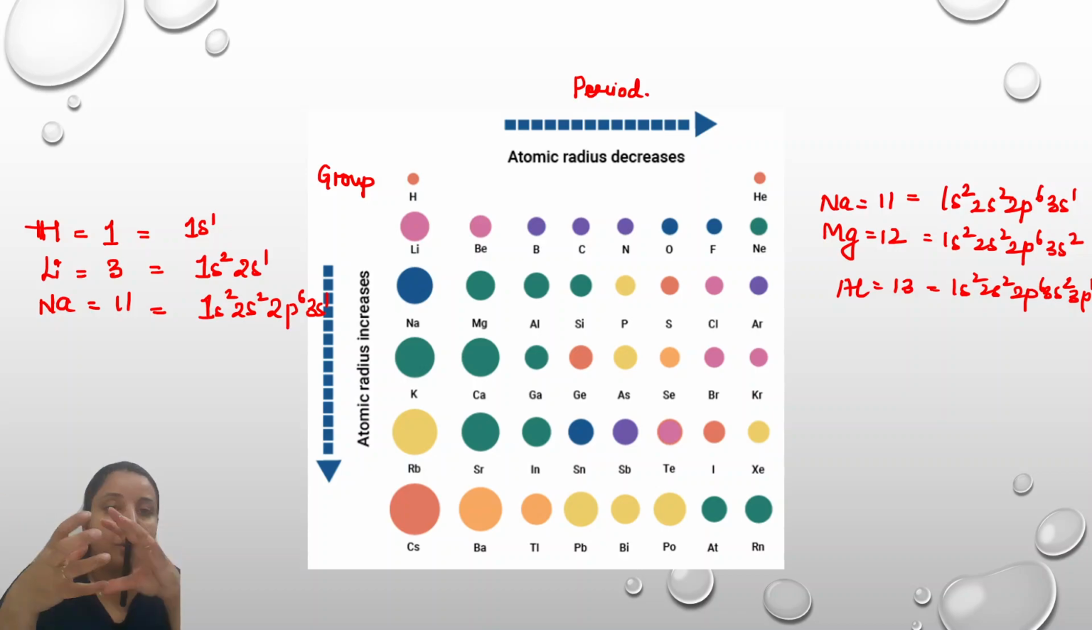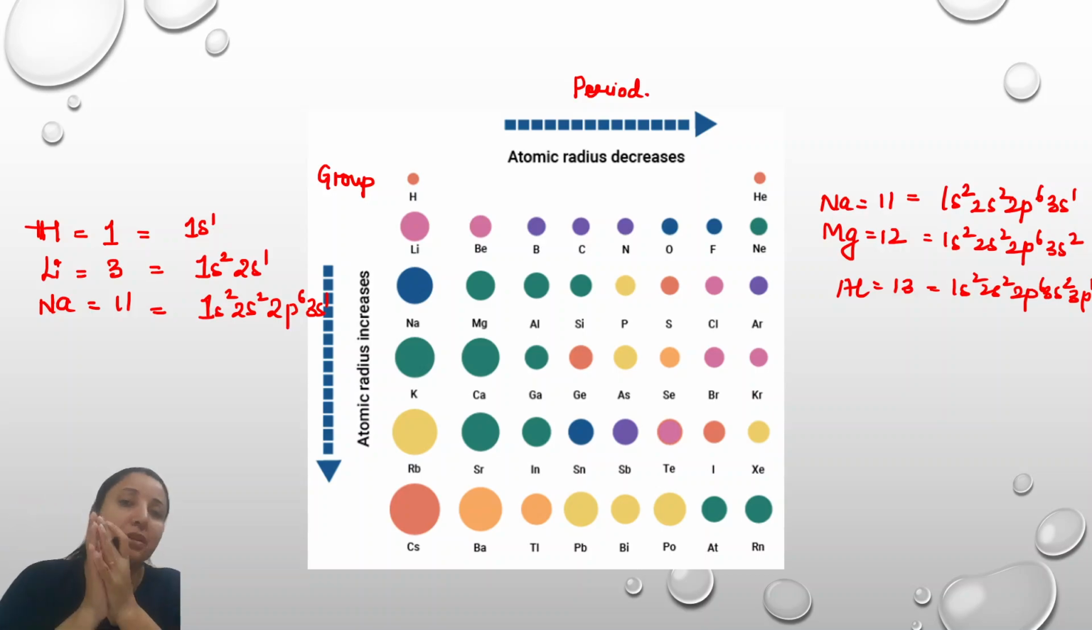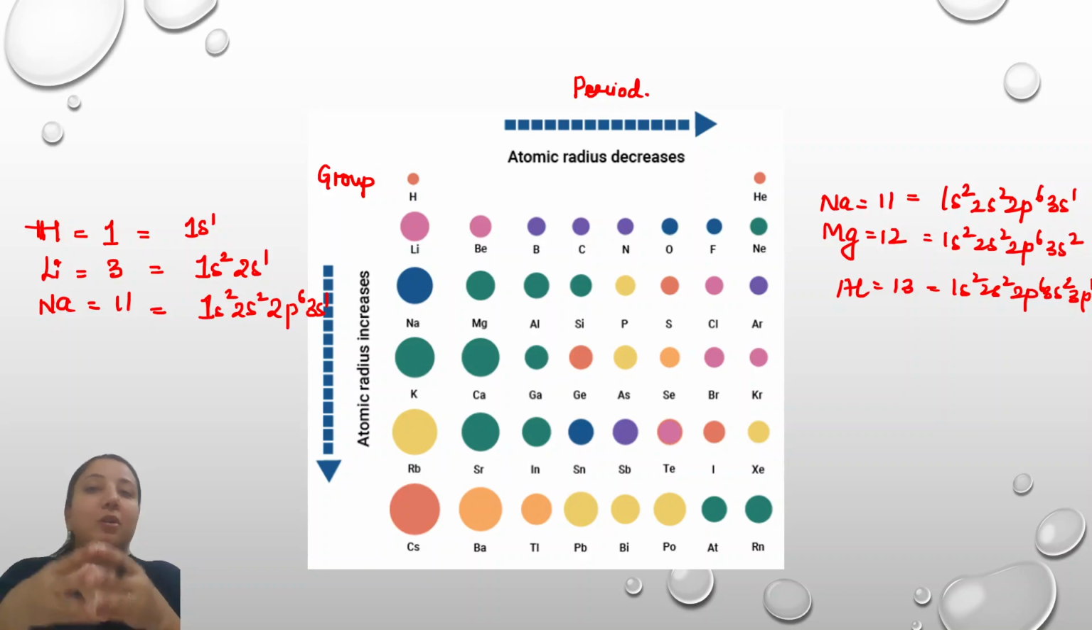So the basic concept is what is happening over here. The effective nuclear charge is increasing. When the effective nuclear charge is increasing, it is attracting the electrons in the inward direction, because of which the size is decreasing. Therefore, simply what we say is that moving top to bottom, atomic radii increases, and moving left to right, the atomic radius decreases.